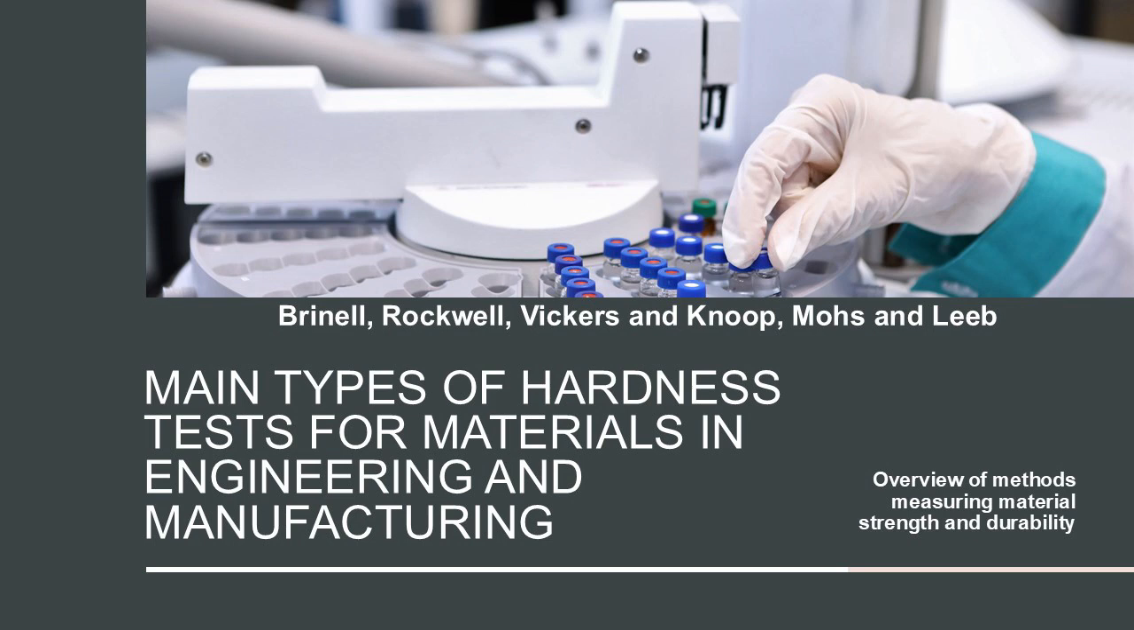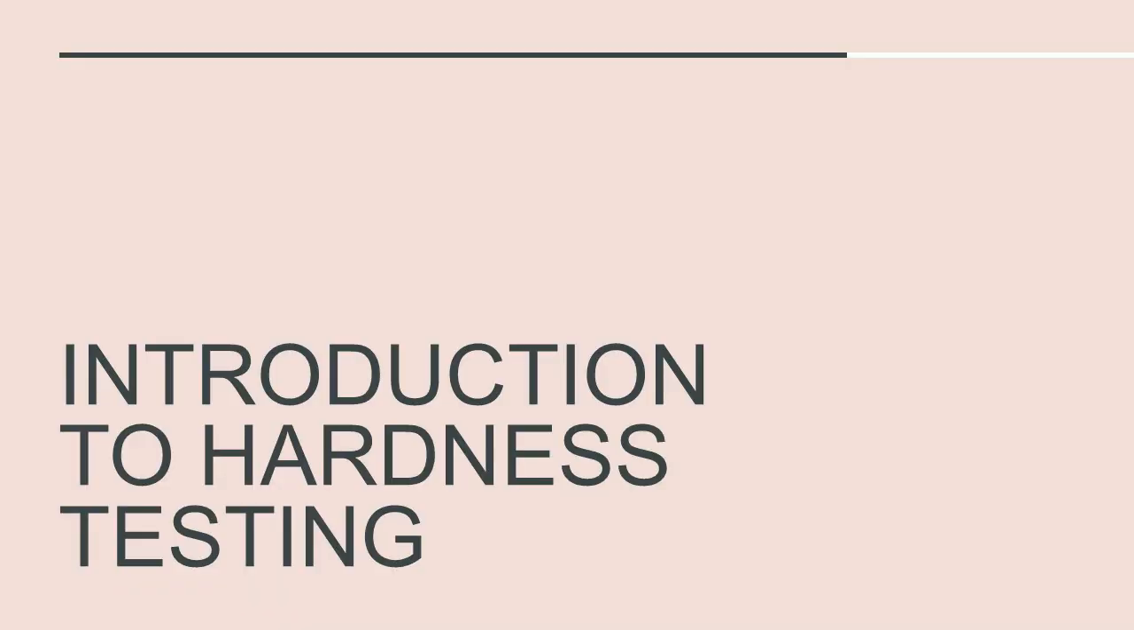Welcome everyone. Today, we'll explore the main types of hardness tests used in engineering and manufacturing. These tests help us measure material strength and durability. We'll cover Brinell, Rockwell, Vickers, Knoop, Mohs, and Leeb methods. Let's start with an introduction.